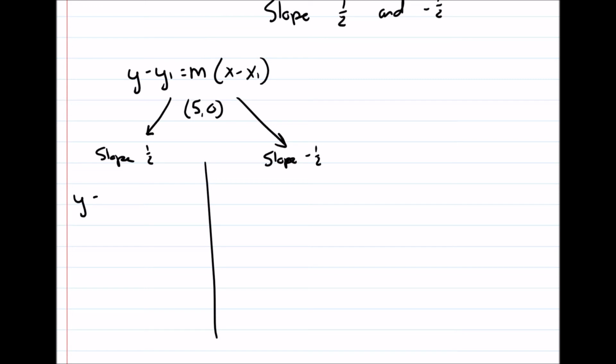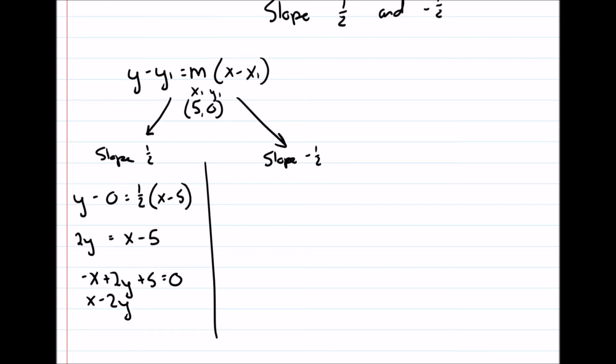So y minus y1, here's x1, here's y1, so 0 equals a half times x minus 5. We'll then get 2y equals x minus 5. Tidying that up, minus x plus 2y plus 5 equals 0. X minus 2y minus 5 equals 0. There's one of our equations.